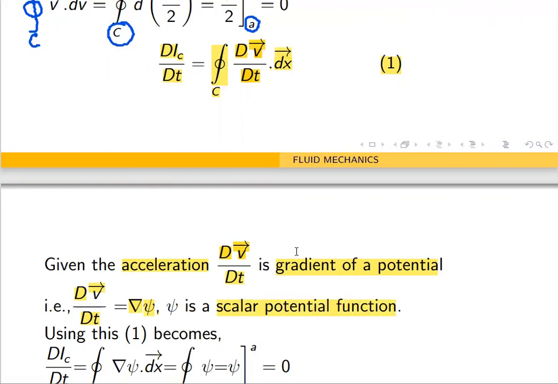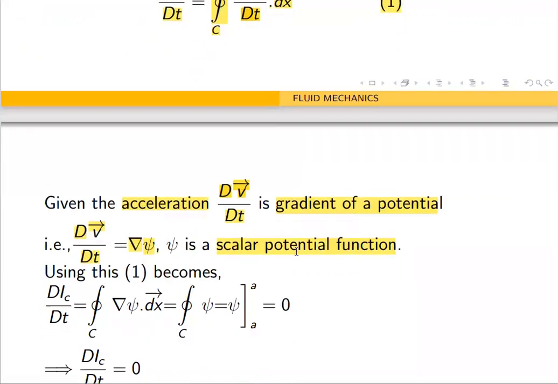Okay, so now let us use this in equation 1. Equation 1 becomes: we have the LHS dI_C by dt equal to, in the place of dv by dt, we put this gradient psi, gradient psi dot dx as it is. And we know that this part, gradient psi dot dx, is nothing but d psi. Fine. And what is integration of d psi? It is nothing but psi.